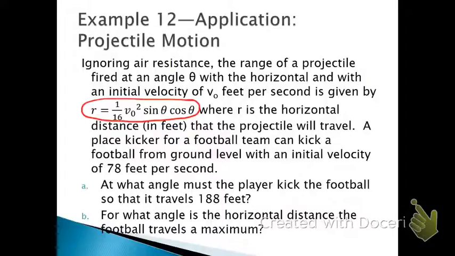And make sure you know what your variables are. You know R is your horizontal distance in feet that the projectile will travel. And v sub 0 is your initial velocity, which they told us is 78 feet per second.